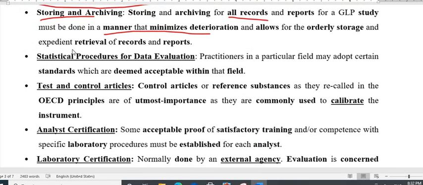Now we have to go through the analysis of the data. The data that we have generated in the laboratory, in the research work, should be statistically analyzed by a standard method. So this is very, very important.